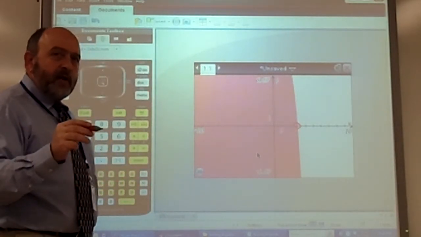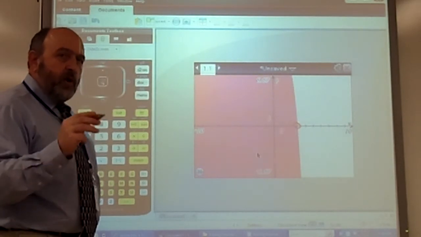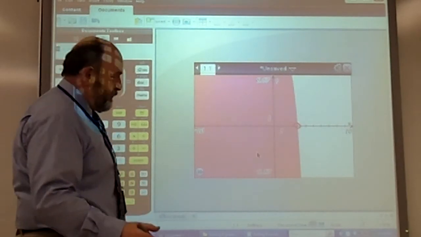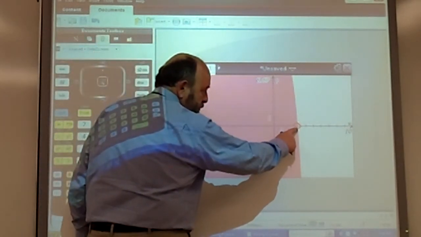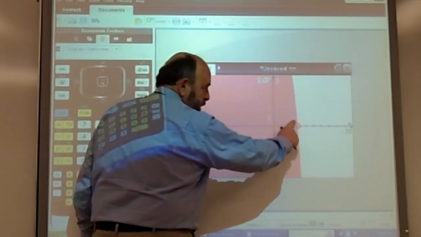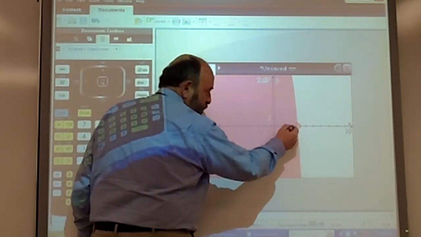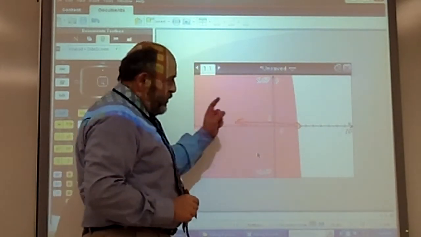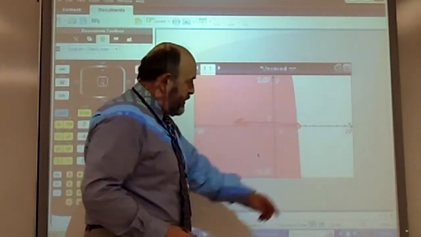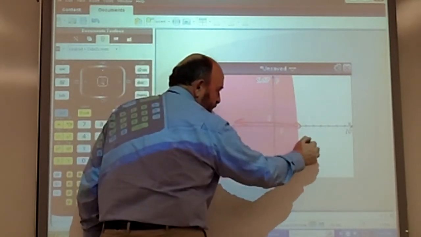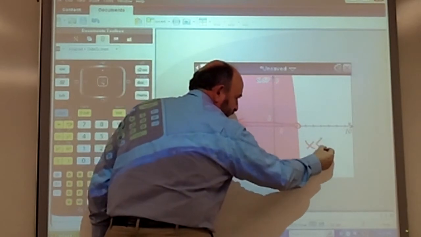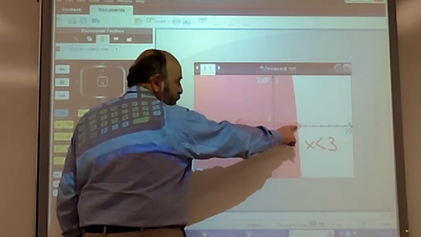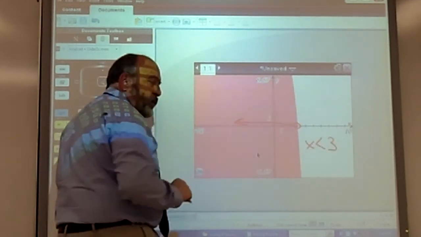It's all about where the x-axis goes through the shading. Where does the x-axis go through the shading? Well, it starts right here, which means that it's not equal to, and it goes in this direction. That direction is less than. If it was going the other direction, it would be greater than. So what's this point? It's 3, so we know that x is less than 3 because it is pointing to the left. It's all about where the x-axis is as it goes through the shading.